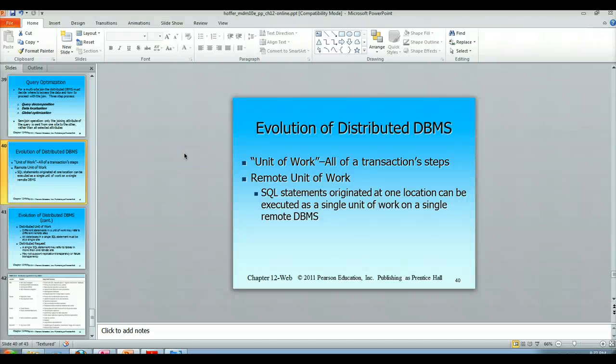Hello and welcome to the video lecture associated with how distributed database management systems have evolved when it comes to processing SQL requests.